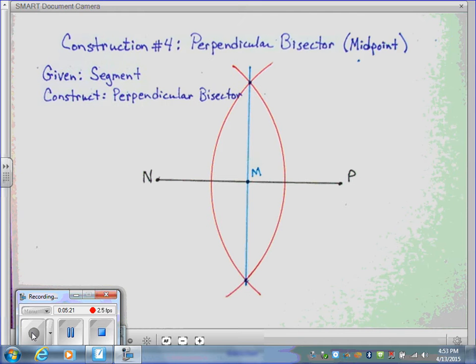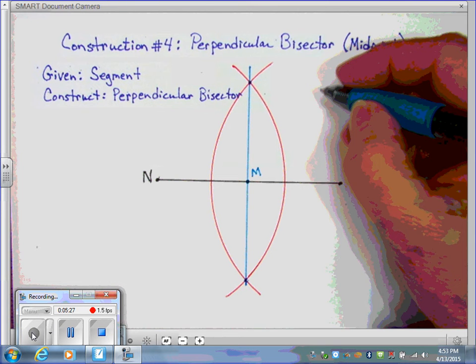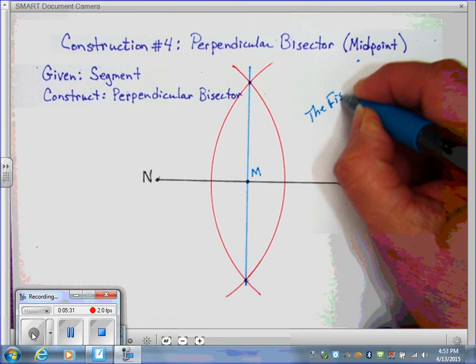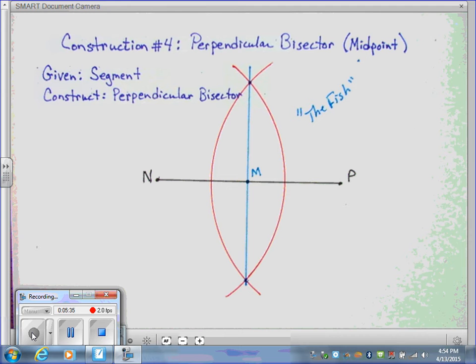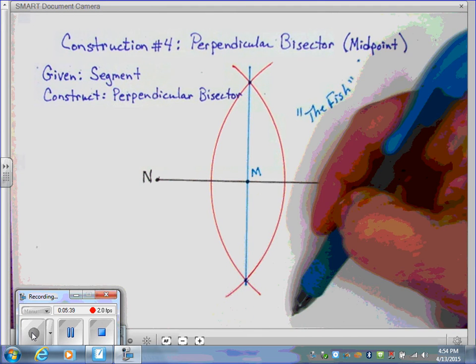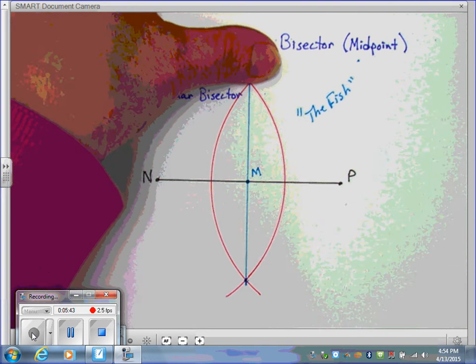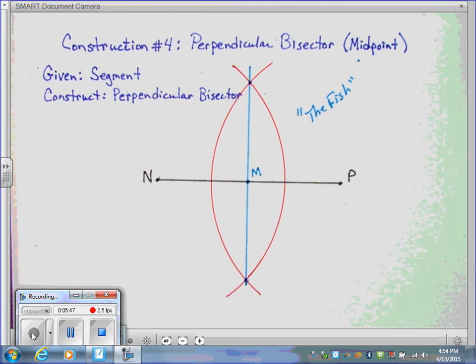There's the perpendicular bisector. Now, let's step back and take a look at these arcs. If I said we call this the fish, would you understand why? Okay, to construct a perpendicular bisector or to do the midpoint, you do the fish arcs. So it's top to bottom and top to bottom. Now I know, yeah, maybe there's his tail or going the other way, whatever. But you see, and you get it, the fish. Good luck.